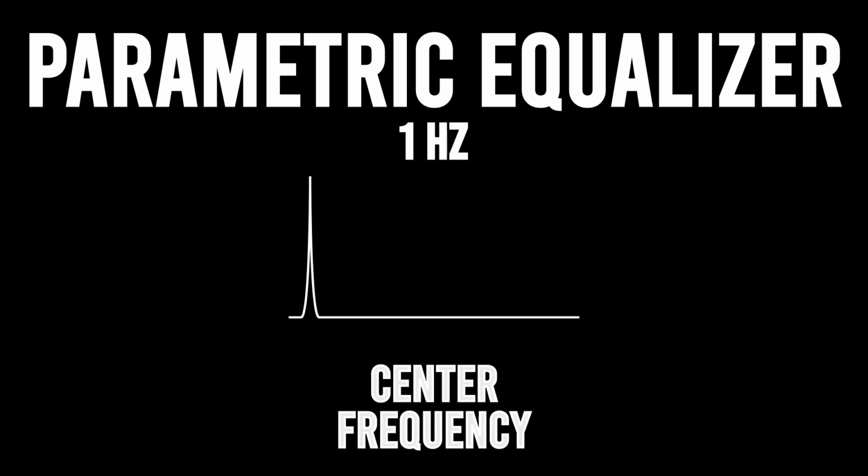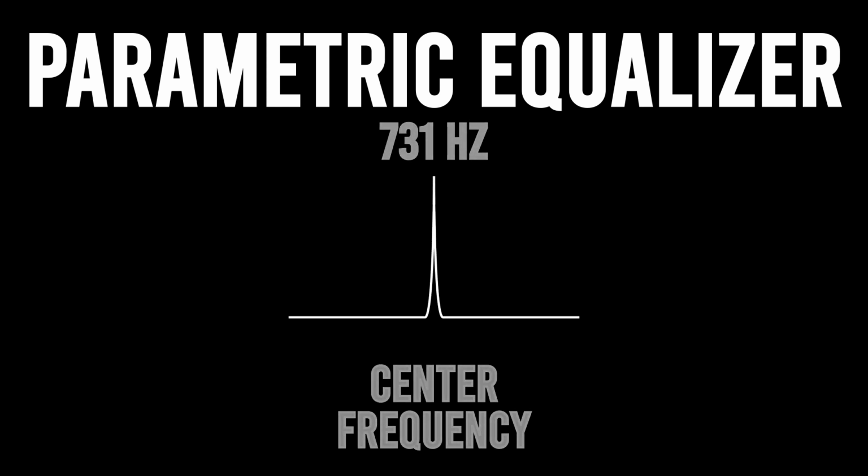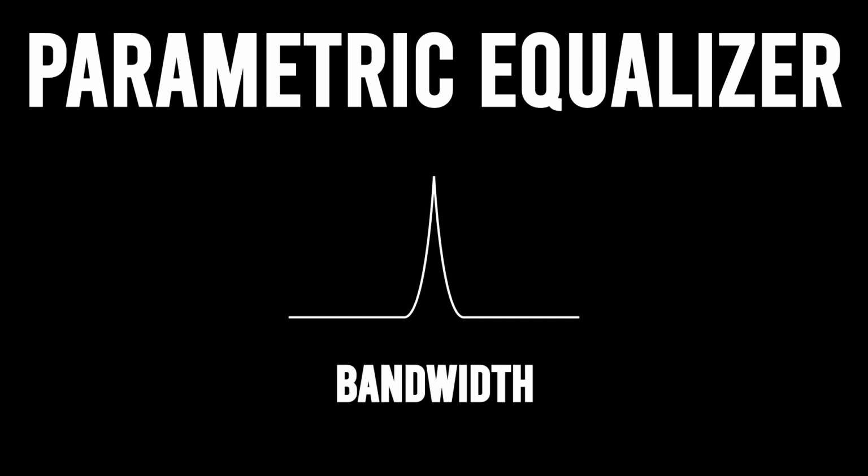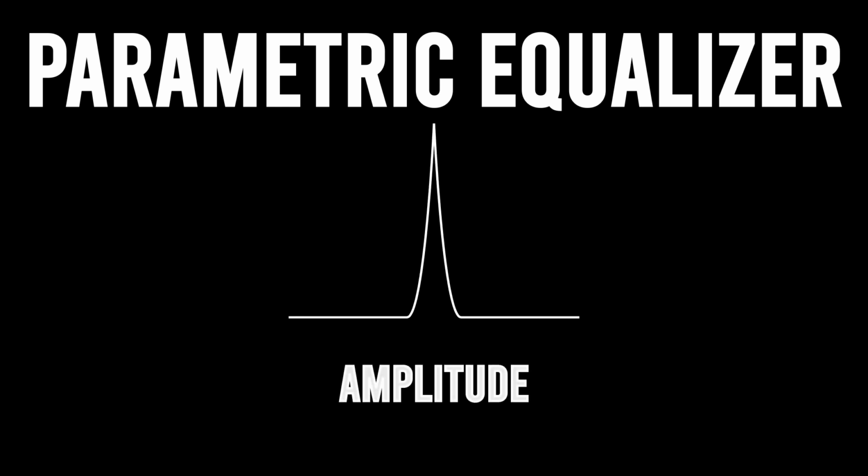With the center frequency, the center of the EQ spectrum in Hertz is given. From this point on is where the other parameters are being controlled. The bandwidth defines how much of the surrounding frequencies should be included with the center frequency, and the amplitude defines the boost or decrease of the frequencies that were chosen. These kinds of EQs are commonly used in music production.